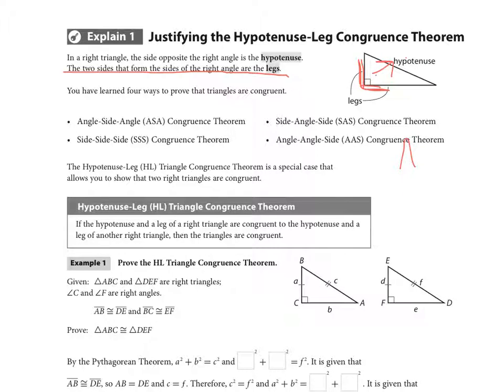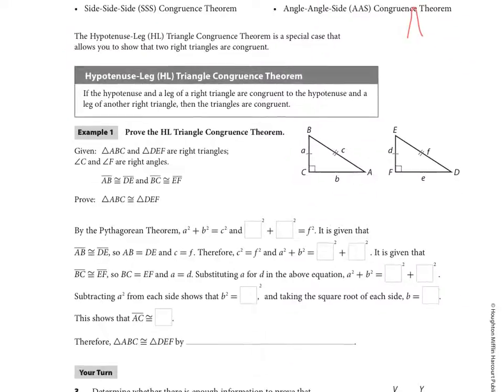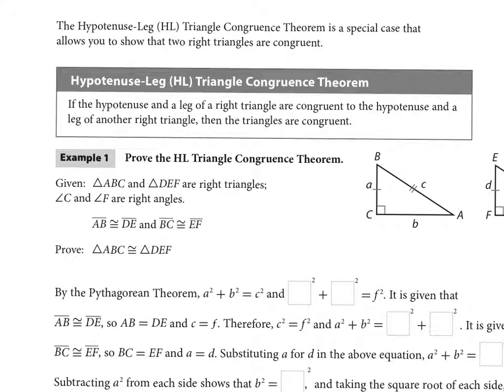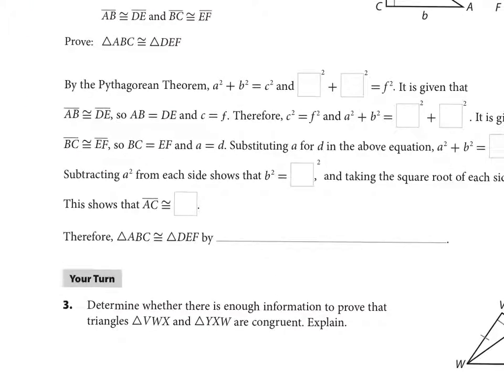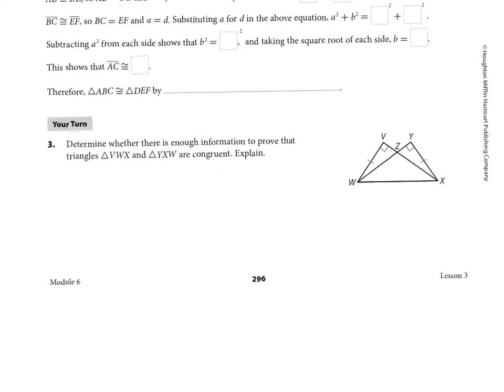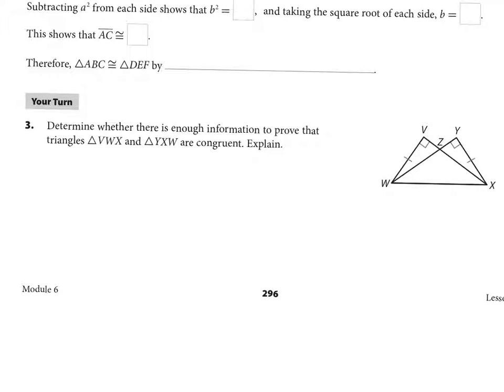So, if the hypotenuse and a leg of a right triangle are congruent to the hypotenuse and a leg of another right triangle, then the triangles are congruent. So let's look down at the example at the bottom of the page. It says, determine whether there's enough information to prove that these two triangles are congruent.